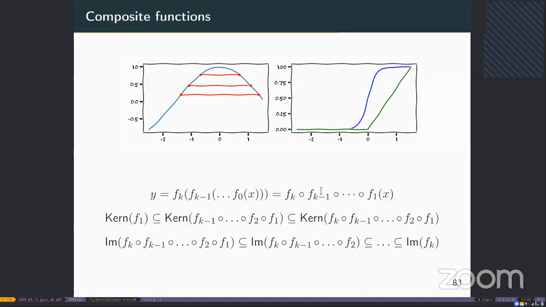Cool. So basically, the first thing that I think about in terms of composite functions is, what are the characteristics that I get? Well, there's two things. It's the kernel and the image of a function. So the kernel is all points that map to the same value, and the image is the possible set of output values that the function has.